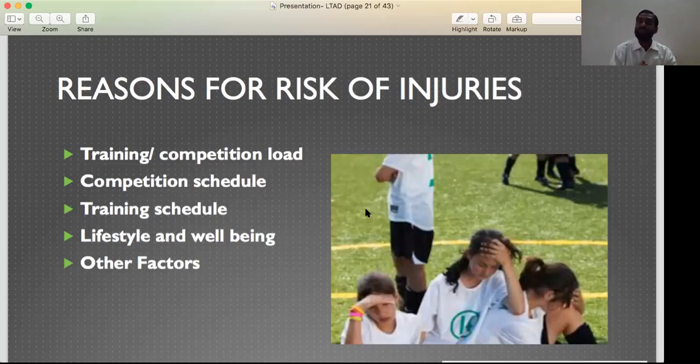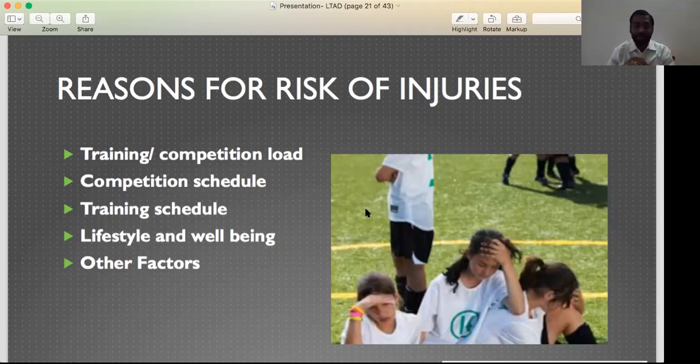In that way, how can we fit in the training schedule so that it doesn't become a negative effect for them? Rather, we can fit in a very robust physical training program along with everything else that is happening in their life. The next factor is the lifestyle and well-being.